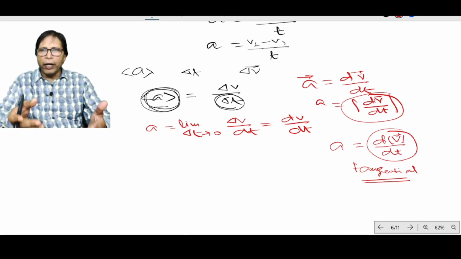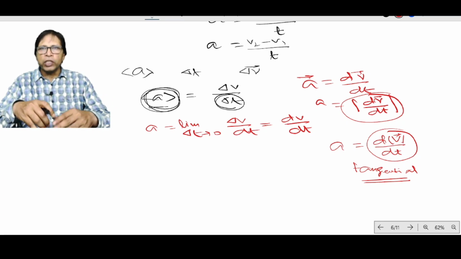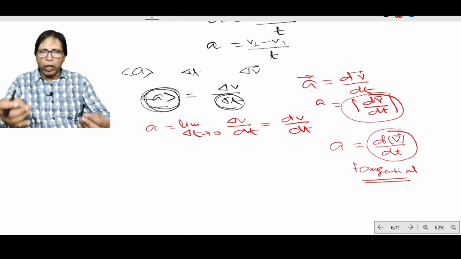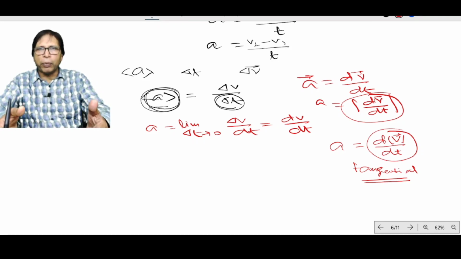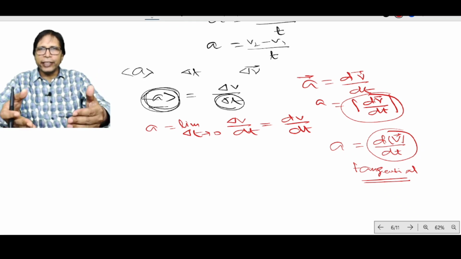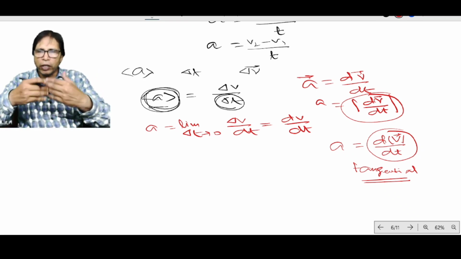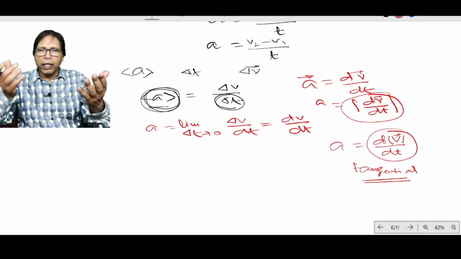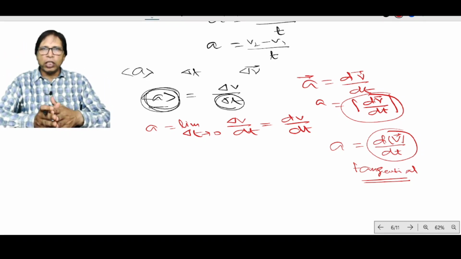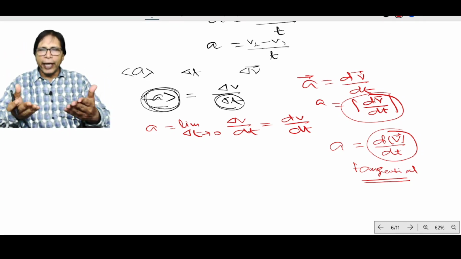Now uniform and non-uniform acceleration. If the change of velocity of a body be uniform in given interval of time, then acceleration is uniform. If the change of velocity is not uniform, then acceleration is not uniform.